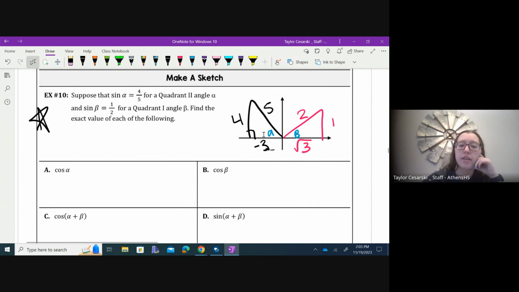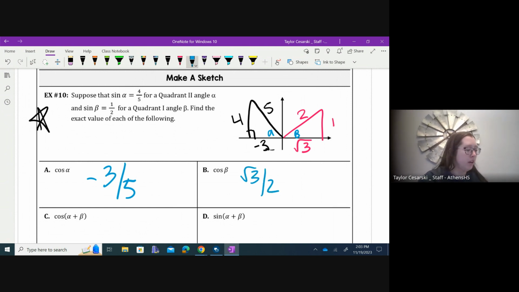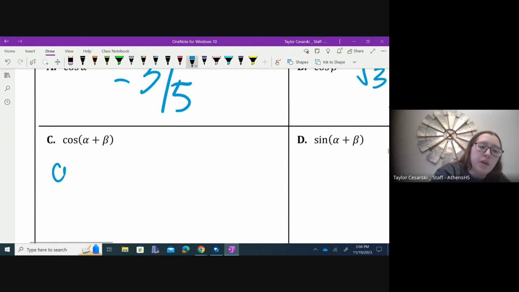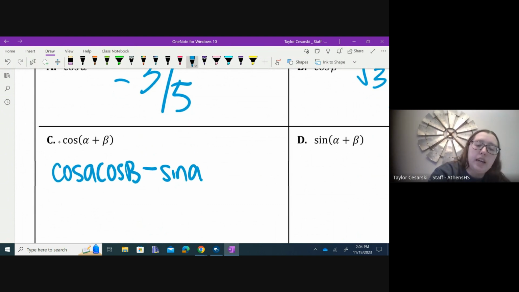Okay, so cosine of A here is adjacent over hypotenuse, so negative 3 over 5. And then cosine of B is root 3 over 2. So we'll just do one of these. Let's do cosine of alpha plus beta. If I were to break this up using my formula, it'd be cosine A cosine B minus sine A sine B.